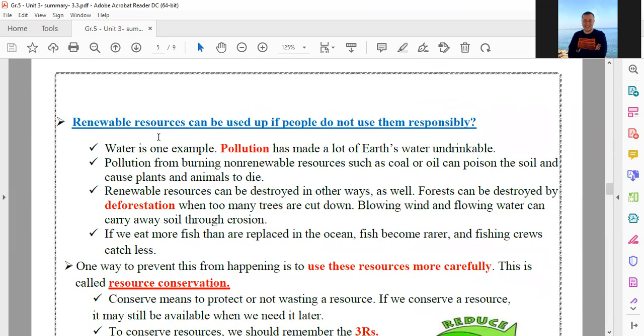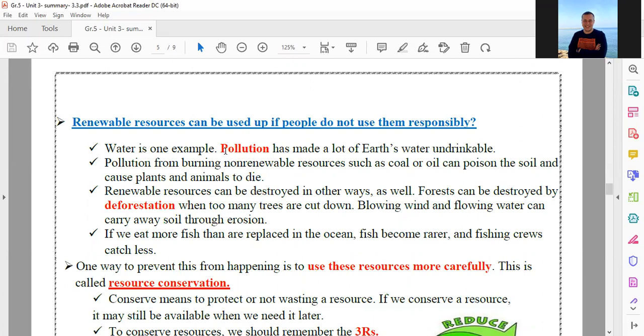Then let's move to this part. Renewable resources can be used up if people do not use them responsibly. Okay, wait just a second. You said that renewable resources never end. Yes, we said that for renewable resources, what was taken is replaced in a relatively short period of time. But what will happen if we use it extensively or more than usual, so that it couldn't replace what was taken? In this case, it will also end up, yes.